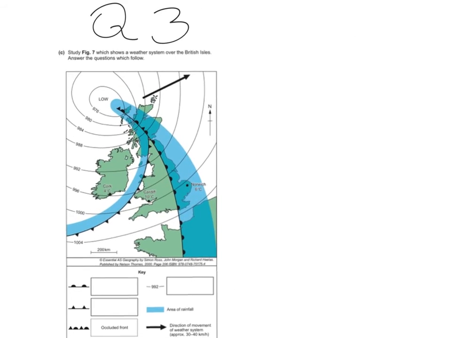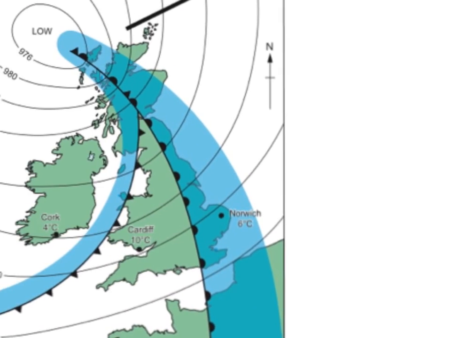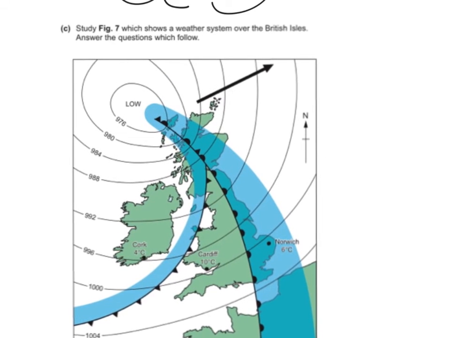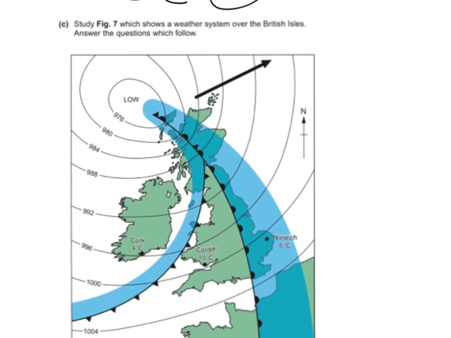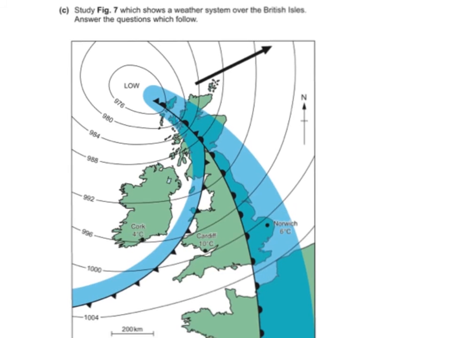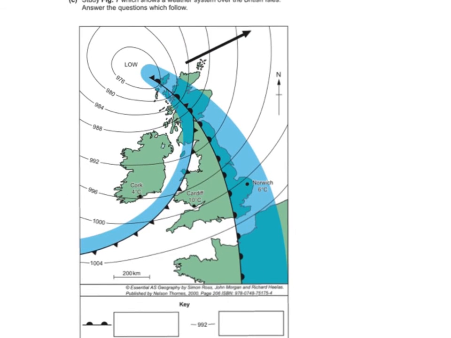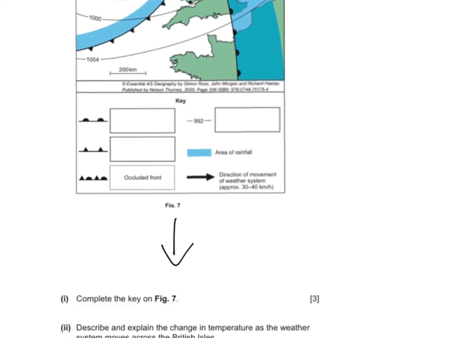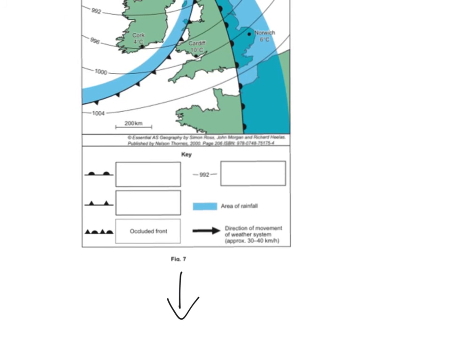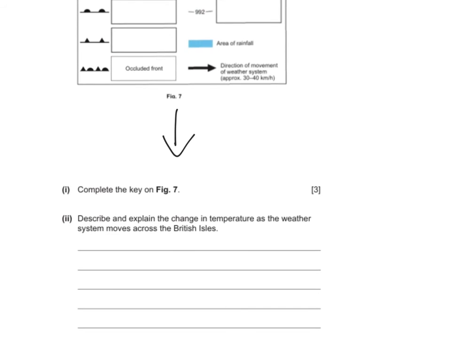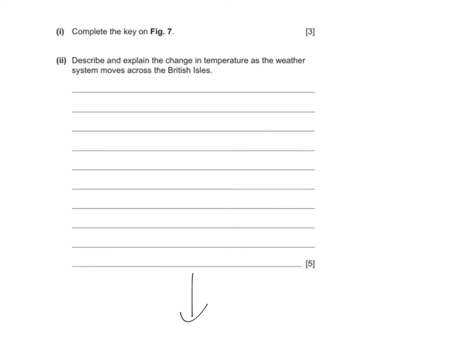Third and final example question is probably a little bit more difficult, the dreaded depressions question. Study figure 7, which shows a weather system over the British Isles, and answer the questions which follow. Fairly typical standard depression. First question says complete the key, so you need to complete the key here and here, and complete the key here. Fairly straightforward and simple question. Next one, describe and explain the change in temperature as the weather system moves across the British Isles.